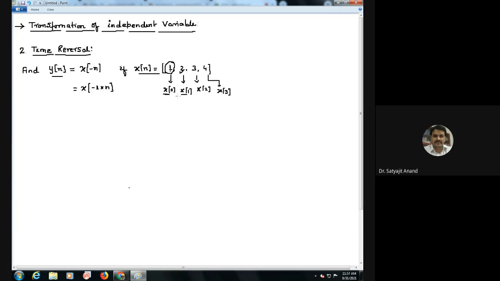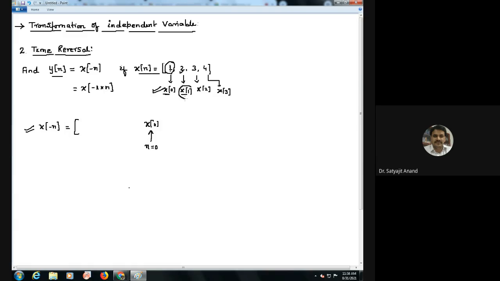See here, this is your x[n], where x[0], x[1], x[2], x[3] are known. Now we have to find the value of x[-n]. So how will you find it? x[0] is given. What value of n should I put so that it gives me 0? Simply n equal to 0, you get x[-0], which is nothing but x[0]. I'm putting an arrow mark here. The arrow indicates n starts from 0. For n equal to 0, you get x[0].